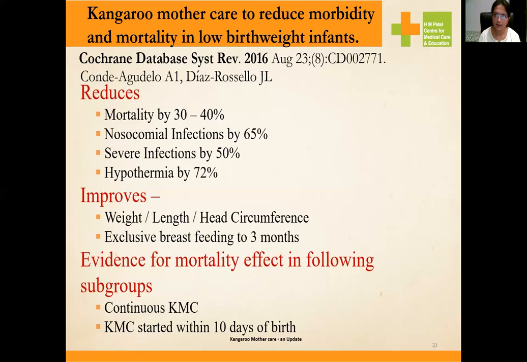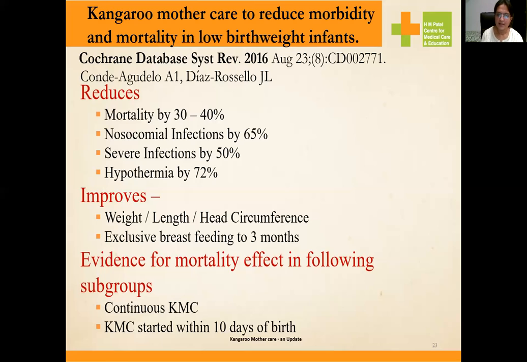If a mother is giving kangaroo mother care for more than 12 to 13 hours daily, then it is called continuous KMC. And intermittent KMC means the mother is giving kangaroo mother care for, say, for example, 1.5 to 2 hours in one sitting, and then she is doing 2 to 3 such sittings. Again, they are divided into short duration, medium duration, and long duration.